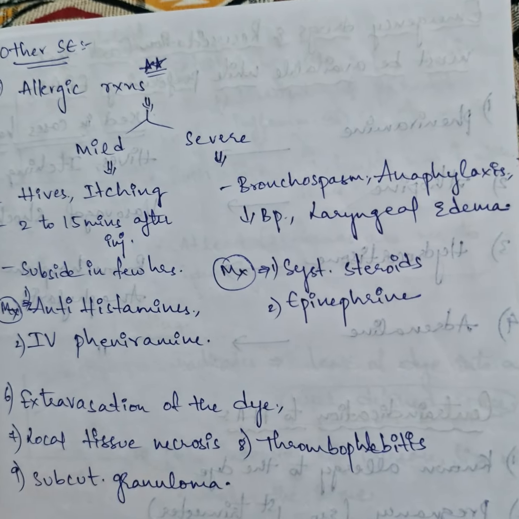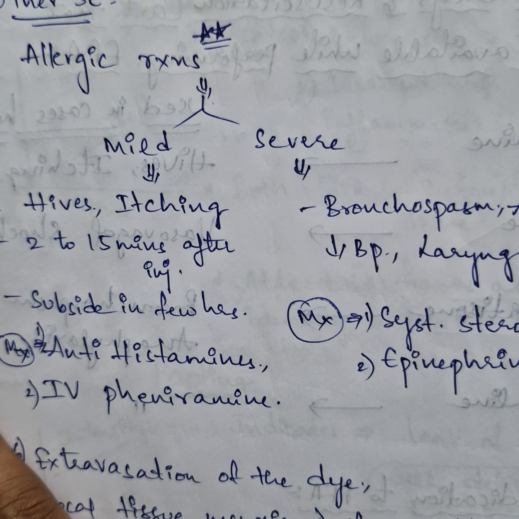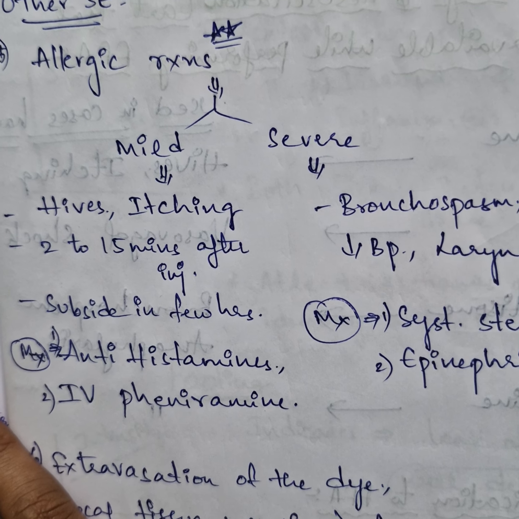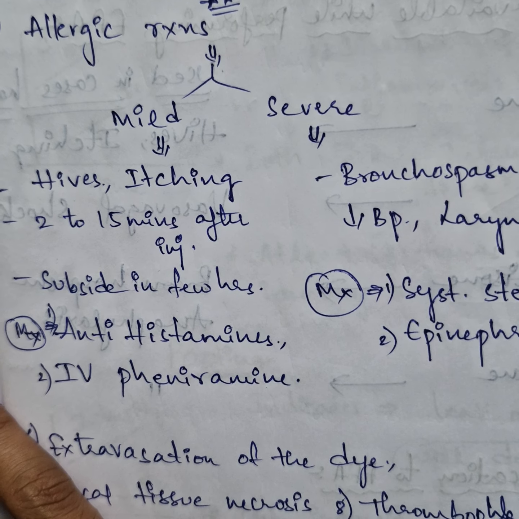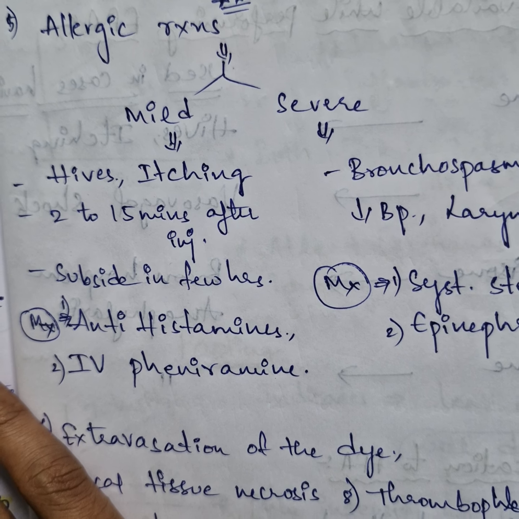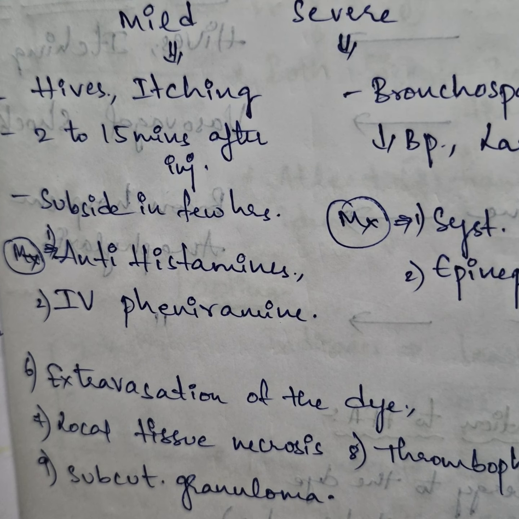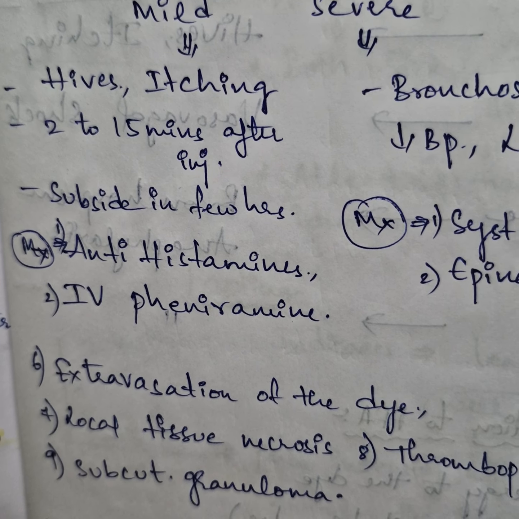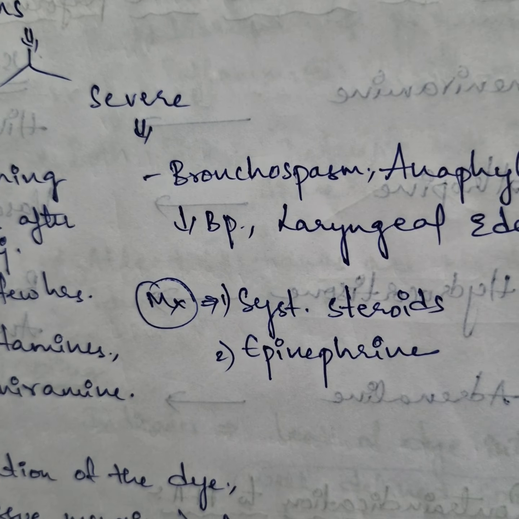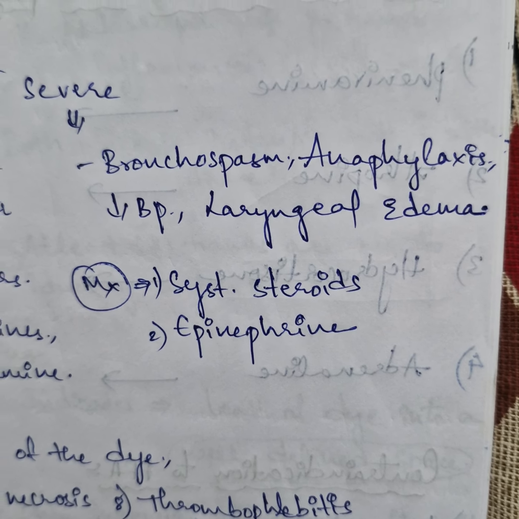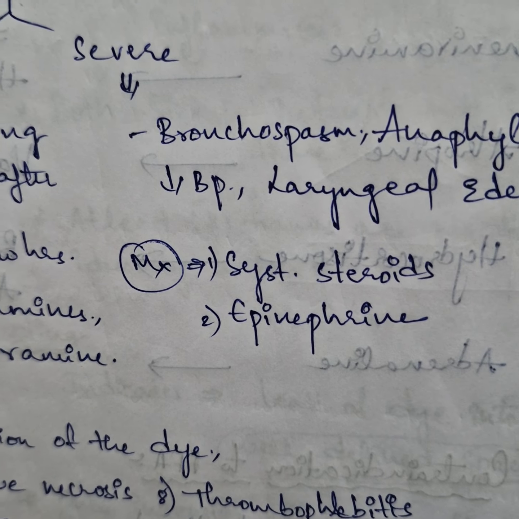Other reactions or side effects can include reactions due to allergy to the dye, which can be mild or severe. Mild reactions can have symptoms like hives and itching, which start about 2 to 15 minutes after injection and can subside in a few hours. In this we can use IV pheniramine or antihistamines. In severe cases we can see bronchospasm, anaphylaxis, hypotension and edema of the larynx. In this we can use systemic steroids and epinephrine.